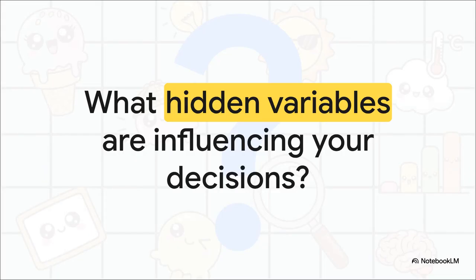So, there you have it. We've unmasked the hidden culprit, and now you have the tools to spot it in the wild. Which really just leaves one final question for you to think about. Now that you know what to look for, what hidden variables might be influencing your decisions?